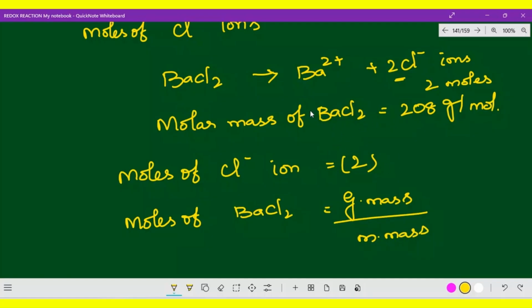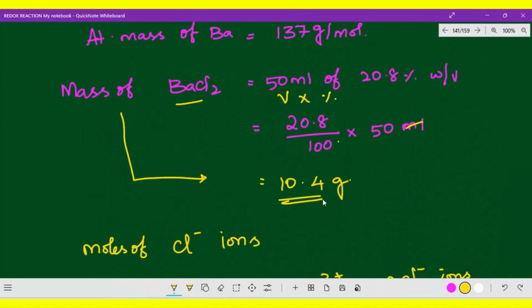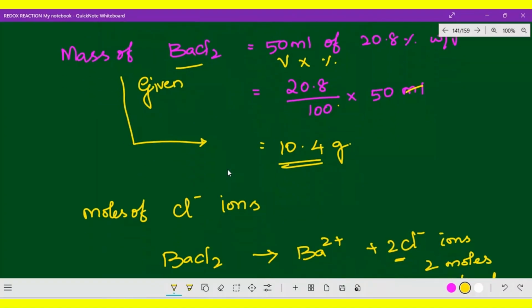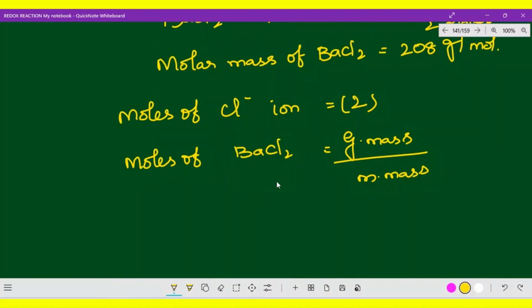We have to get it from here. This is the mass of BaCl2. It is the given mass. Please note down all these. You need not get confused, that is the reason I am bringing up the points. So given mass by molar mass. Given mass is 10.4 gram, and molar mass is 208 gram per mole.